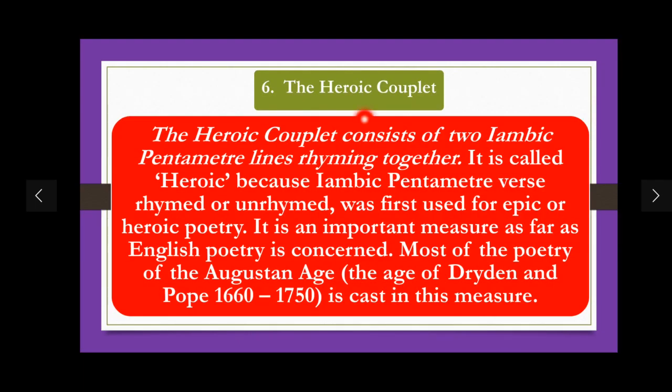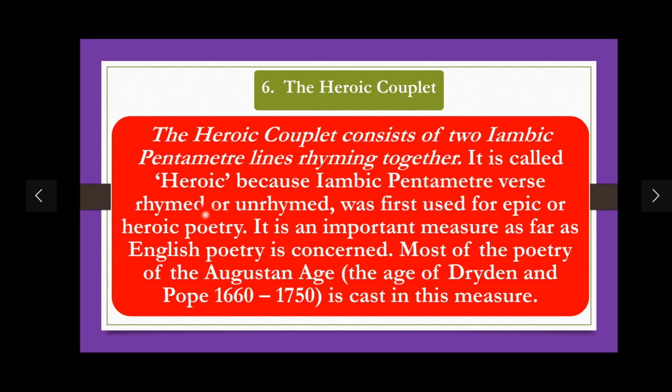In this slide, we will discuss the heroic couplet. Couplet means 2. The heroic couplet consists of 2 iambic pentameter lines rhyming together. So we will have 2 lines in the heroic couplet, and these 2 lines will rhyme together. And the 2 lines will be structured in iambic pentameter. Pentameter means that there will be 5 feet and 10 syllables. And iambic means that the rhythmical pattern would be unstressed and stressed.